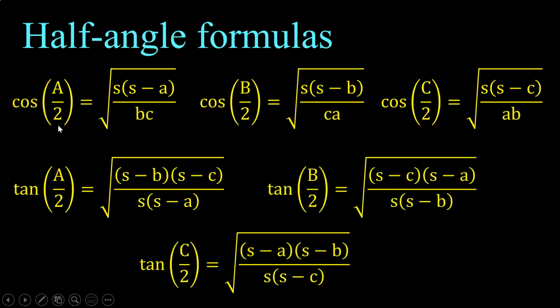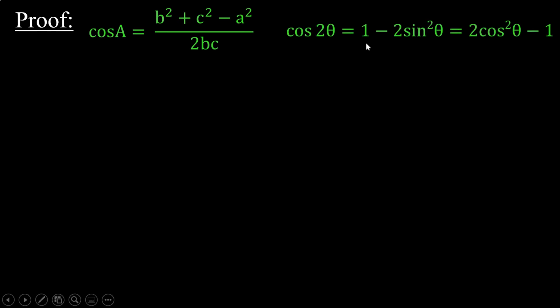Now we will quickly see the proofs of this. The proofs are very easy. We can derive all these proofs from the cosine rule, and also one trigonometric identity, that is cos 2 theta. Cos 2 theta is equal to 1 minus 2 sin square theta, that is also equal to 2 cos square theta minus 1. So now using this one, we can find sin A by 2.